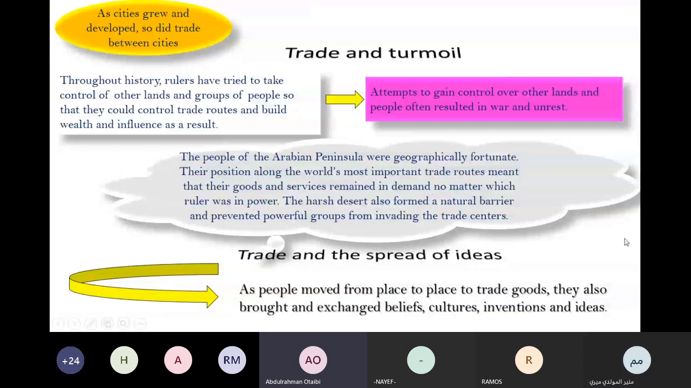As people moved from place to place to trade goods, they also brought and exchanged beliefs, cultures, inventions, and ideas.